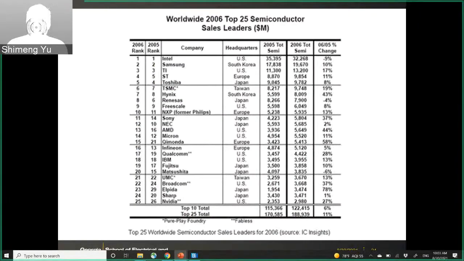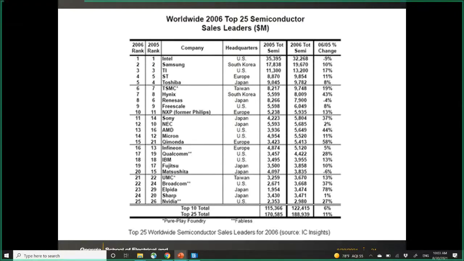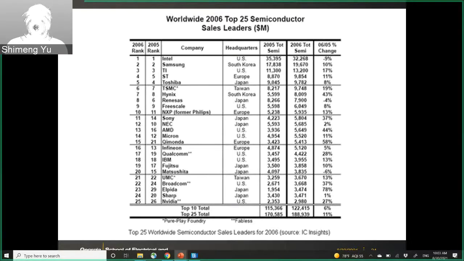All right, here are some historical trends in the revenue for the top semiconductor sales. This was back in 2006. At that time, you see Intel number 1, Samsung number 2, TI, Texas Instruments, number 3, ST, which is STMicroelectronics, a foundry in Europe, and then Toshiba, and then TSMC. So this was about 15 years ago, and this is the ranking at that time. And then let's see how the ranking changes over the years.